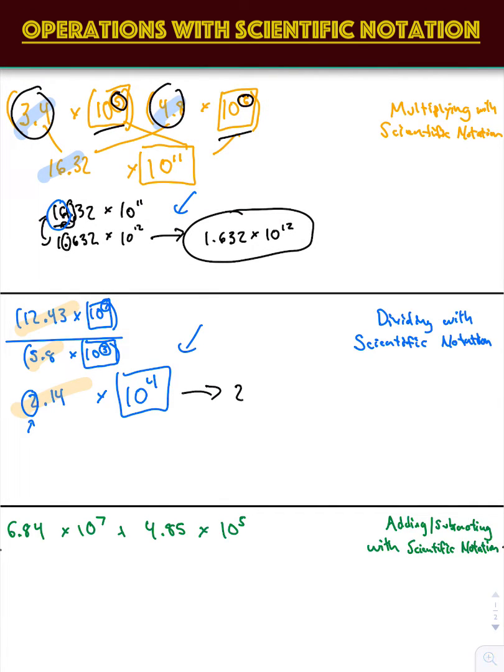My final answer is 2 1400ths, again, that number was rounded, times 10 to the 4th. And that is all I need to do for dividing with scientific notation.